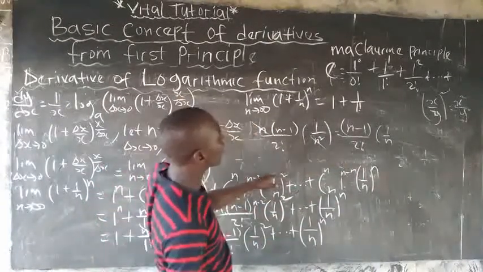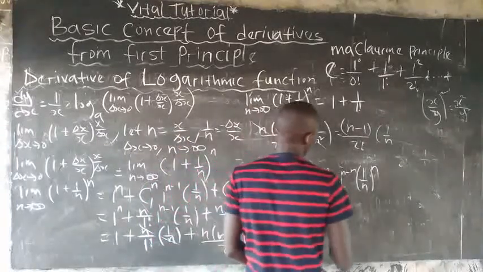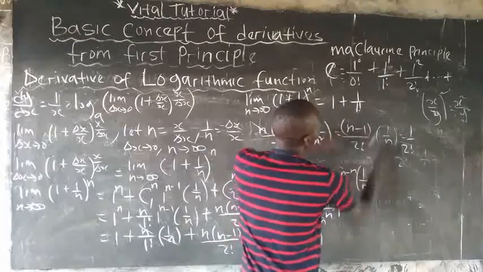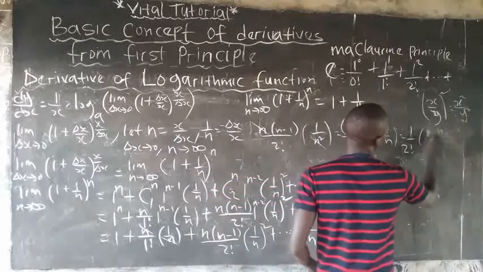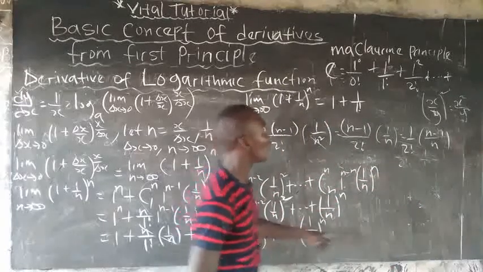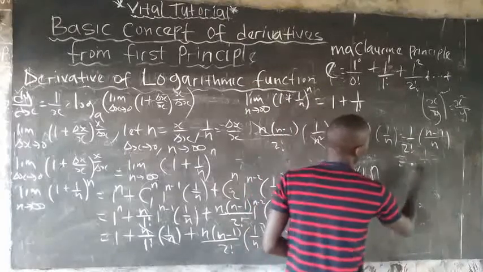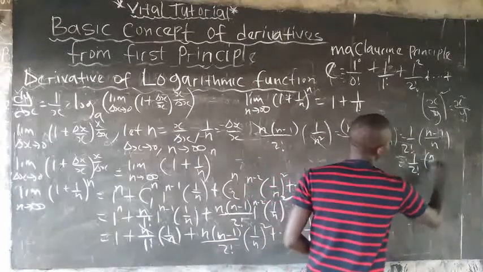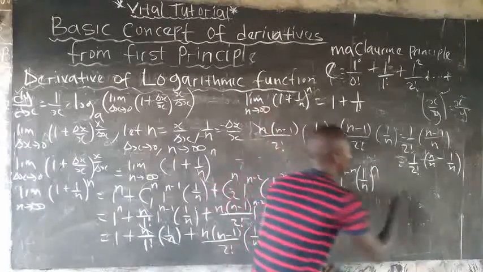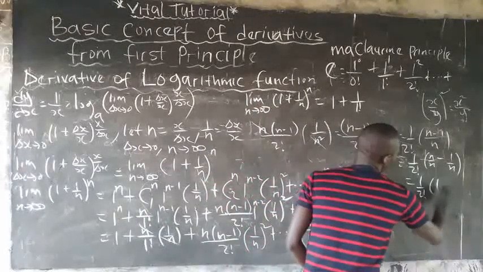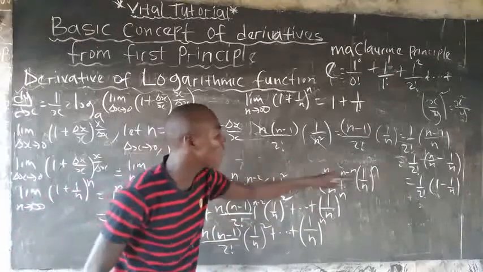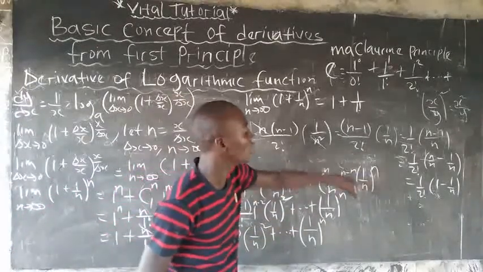Now I can bring out 1 all over n, 1 all over 2 factorial. If I bring it out, it's 1 all over 2 factorial, and I can say n minus 1 multiplied by this is nothing but n minus 1 over n. Sorry, not factorial this time around. So here I can split this. If I split this, I'll be left with 1 all over 2 factorial into n all over n minus 1 all over n. Don't forget that n all over n is nothing but 1. So it will be equal to 1 all over 2 factorial into 1 minus 1 all over n. So everything here is nothing but 1 all over 2 factorial into 1 minus 1 all over n.